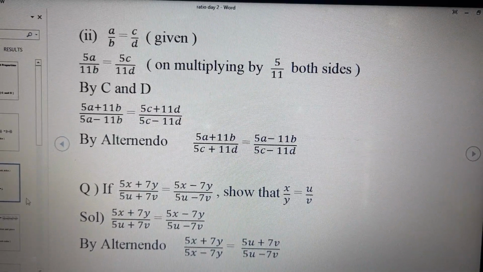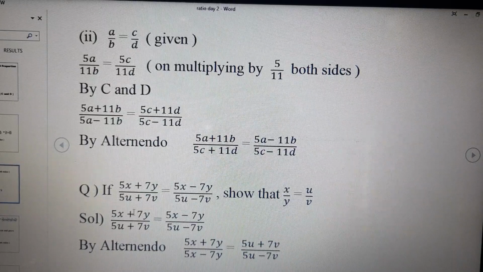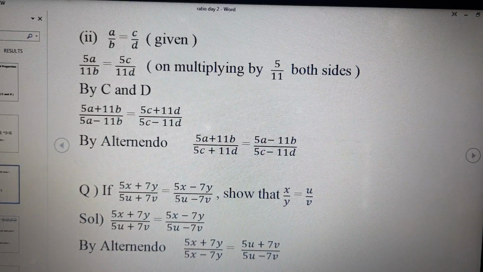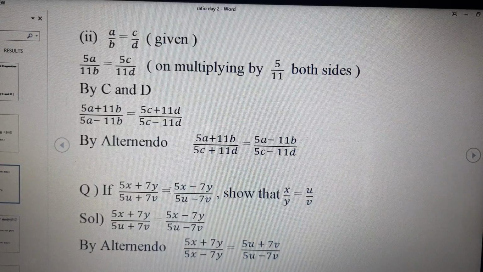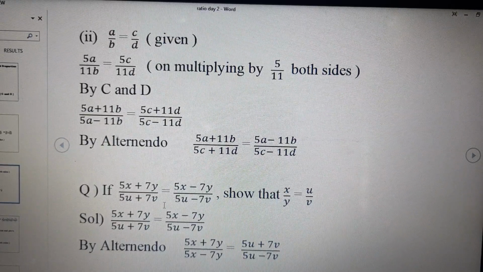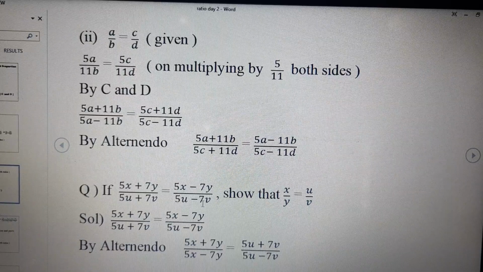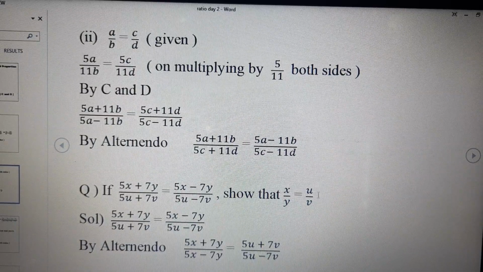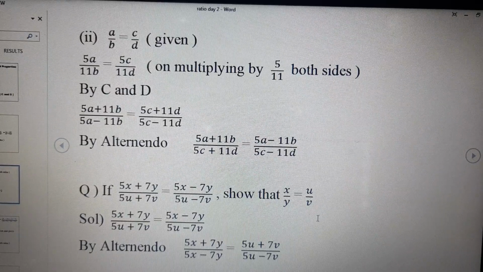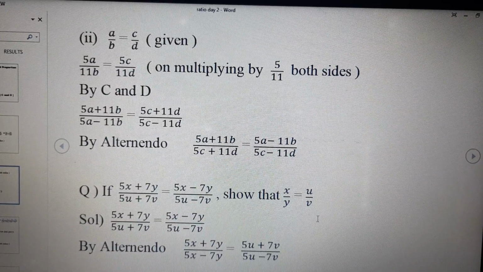Moving on to the next question. It says that if 5x plus 7y divided by 5u plus 7v is equal to 5x minus 7y divided by 5u minus 7v, then we have to show that x upon y is equal to u upon v. Okay, so how can we do that?